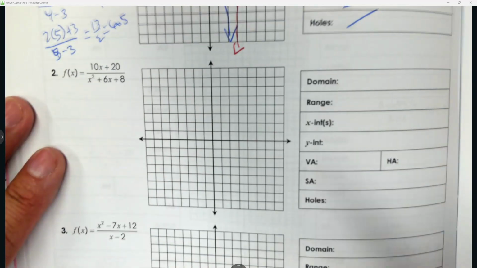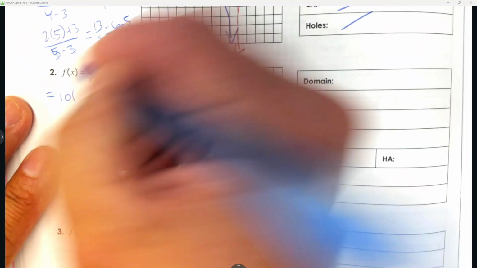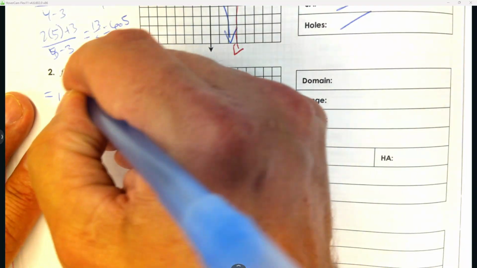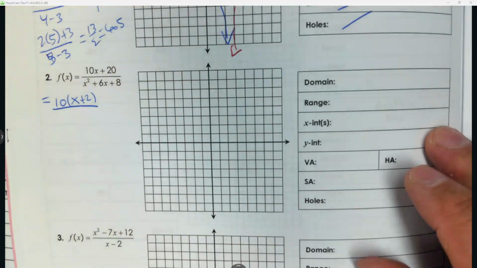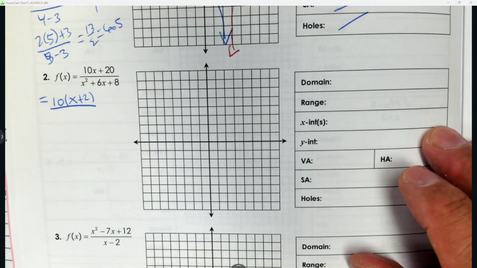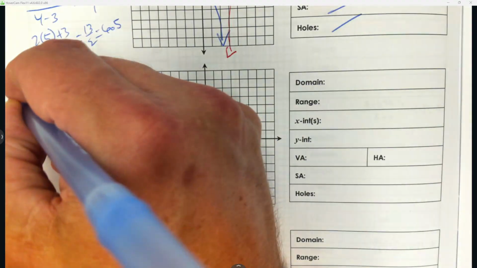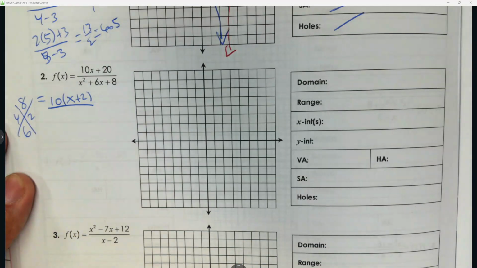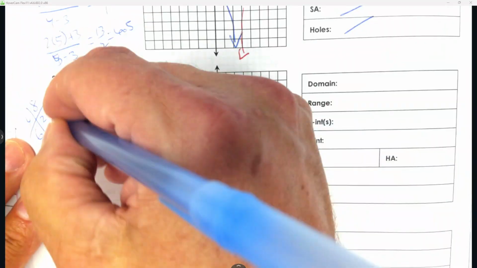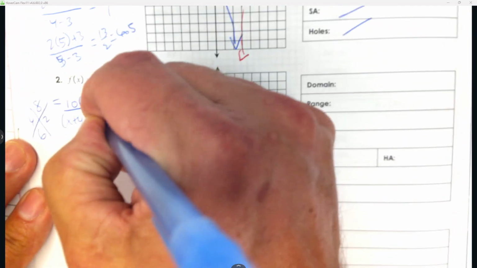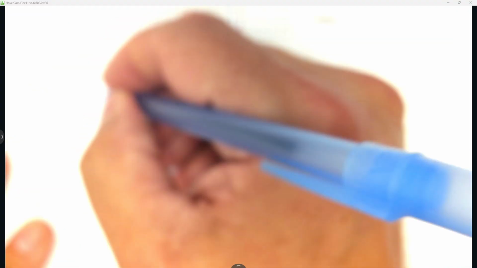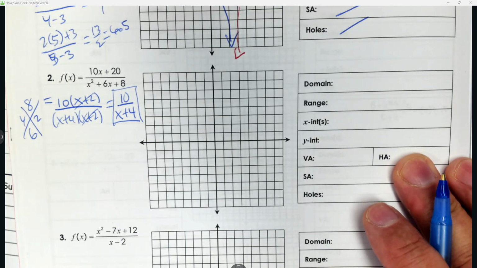So I'm going to need to factor. When I look at the numerator, factor out a 10, and you're left with x plus 2. When I look at the denominator, this is a one-step diamond. So 2 numbers that multiply to 8 and add to 6, or 4 and 2. I can tell that x plus 2 crosses out. That means there's a hole, and I'm left with 10 over x plus 4. So this is my last fraction, fully simplified. I know it's blurry. There it is.